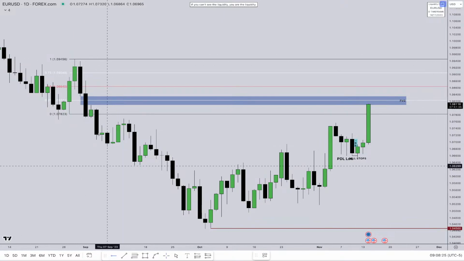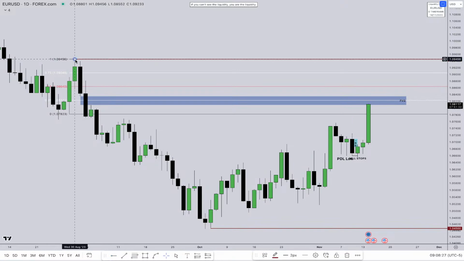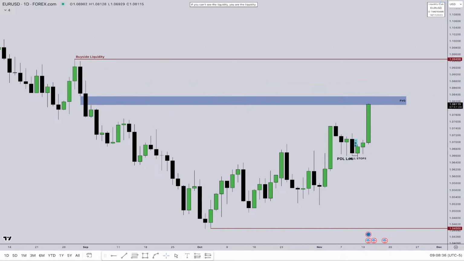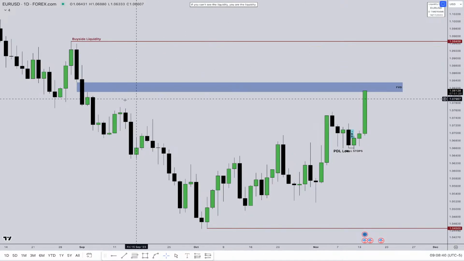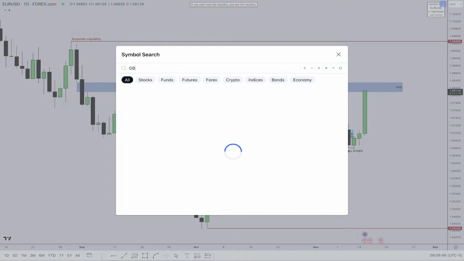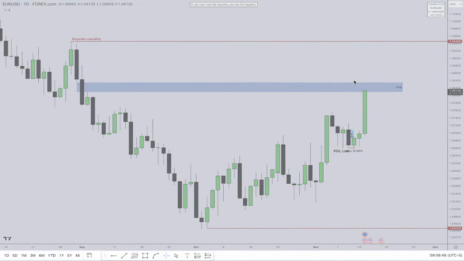liquidity. So let's mark it as buy side liquidity. Otherwise, price can just walk inside this fair value gap and continue or trade higher and take out this low. This is regarding Euro. Let's go to Pound USD.